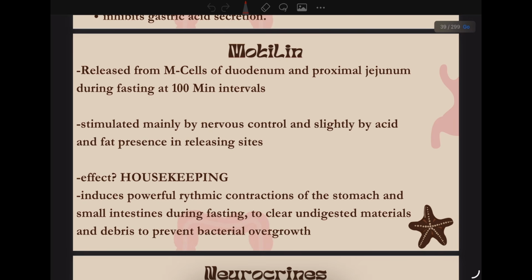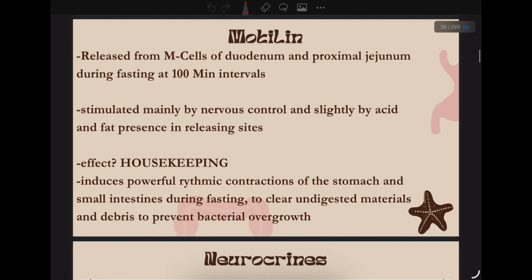Where is it released from? M cells of the duodenum and proximal jejunum. Everything is duodenum and proximal jejunum at this point, but yeah, it makes sense. M cells, M for motilin, S cells, S for secretin, G cells, G for gastrin. Yeah, so inshallah it's easy to remember. It's stimulated mainly by nervous control, slightly acid. It's not very important to know why it is stimulated, but the most important thing here is the effect.